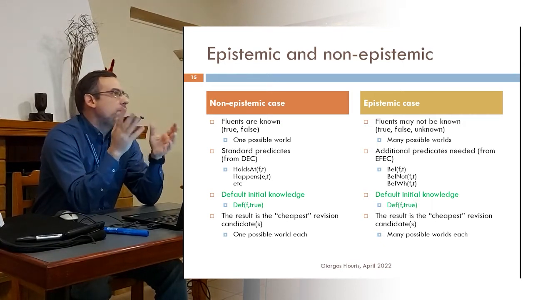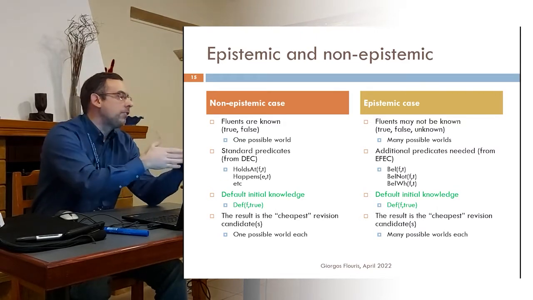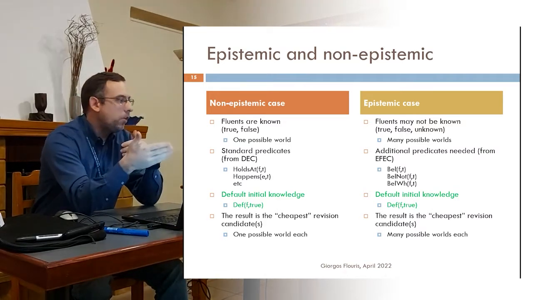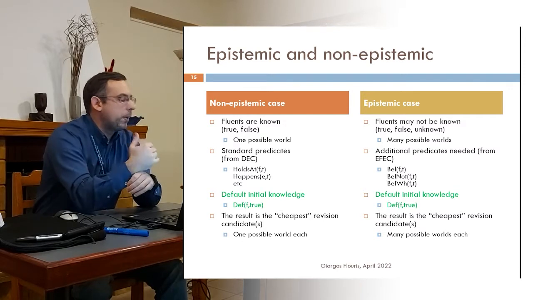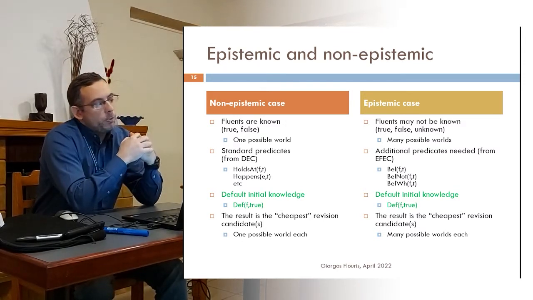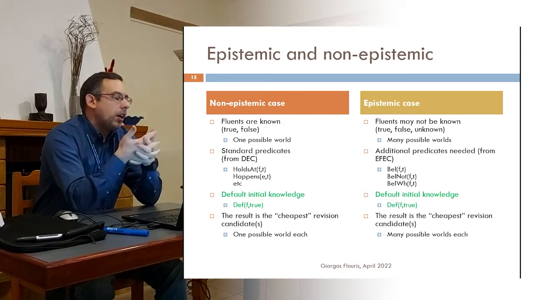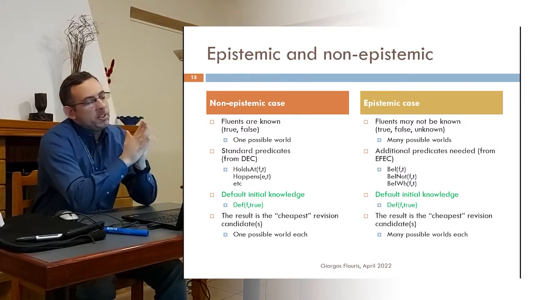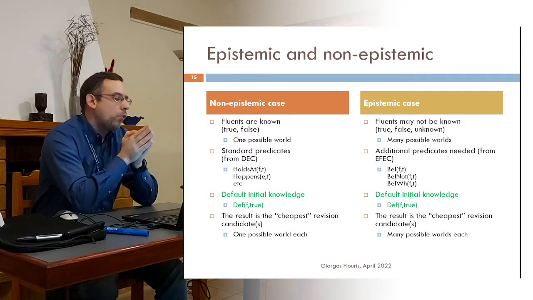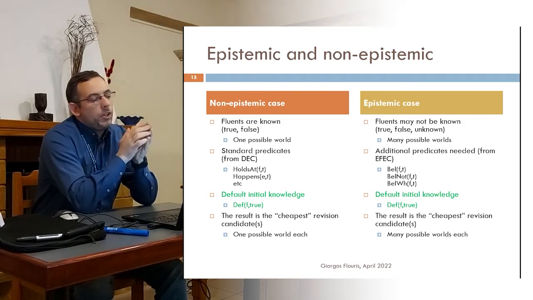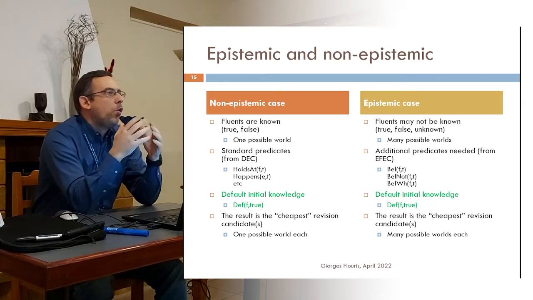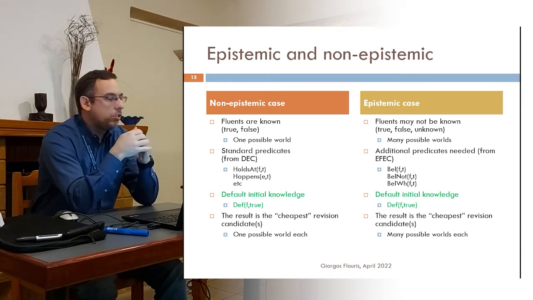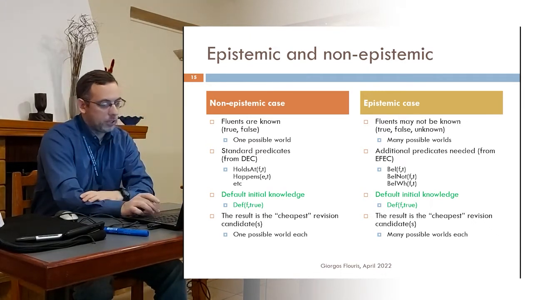So we could say that by default, I believe that this particular thing is true unless I have some other information in the beginning. This thing, I put it in green because it was essentially added to our theory after our first paper, in the context of the second paper that I mentioned in the beginning. So in the non-epistemic case, the result is the cheapest revision candidate, but each one has one possible world because the fluents are, as I said, either true or false. And then we have the epistemic case, in which we also allow fluents to be unknown, and therefore we need additional predicates to model the fact that we may not know whether a certain fluent is true or not. Of course, we could add default initial knowledge as well, and again, the result is the cheapest revision candidate as before.